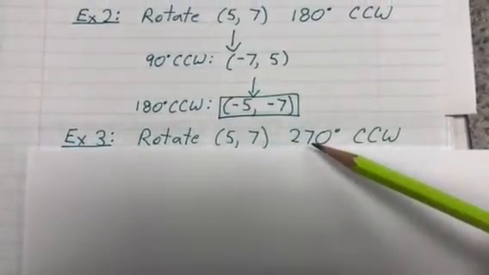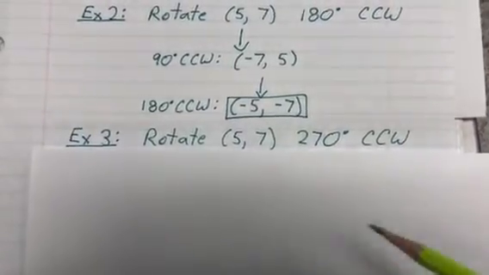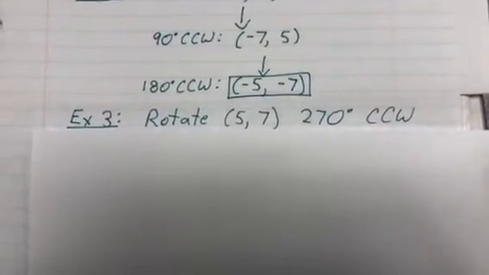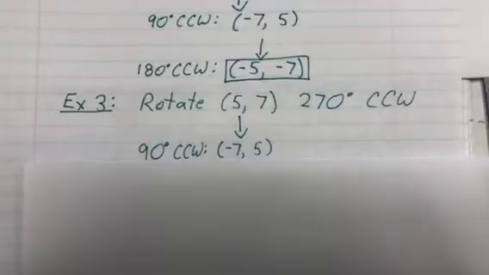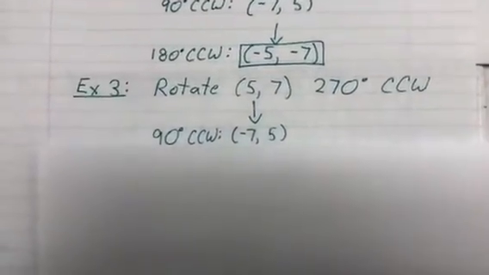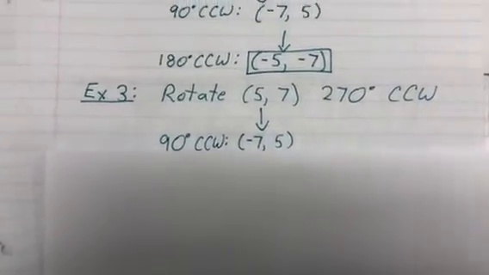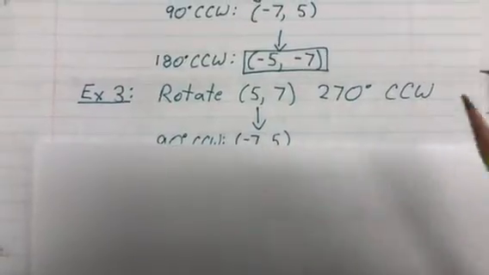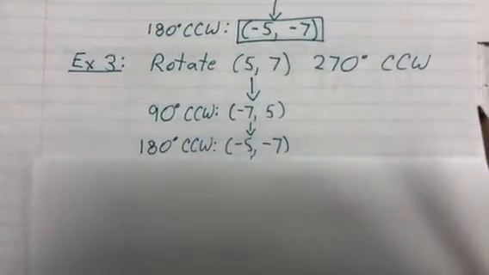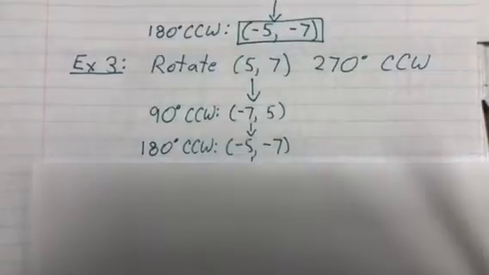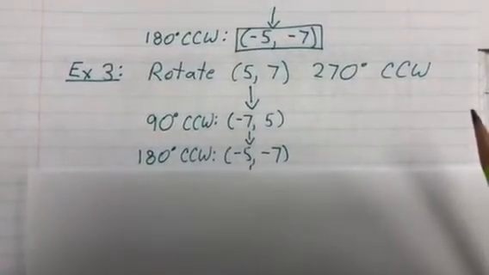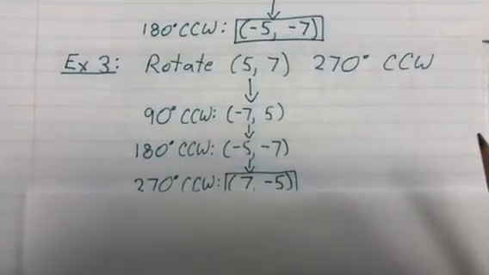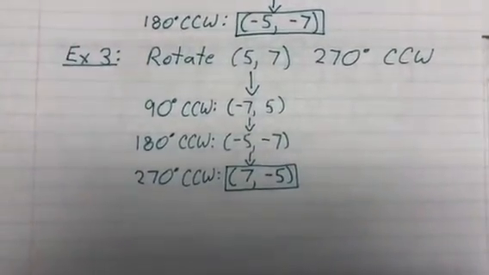So 270, that's 3 90s, right? So we're going to do it 3 times, which we already did twice. First one, 90 degrees counterclockwise, we know we end up with -7, 5. Then we apply the same thing again, multiply y by a negative and switch them. So we get -5, -7. And then doing it one more time, multiply that -7 by a negative, so you get a +7 and switch x and y. There you go.